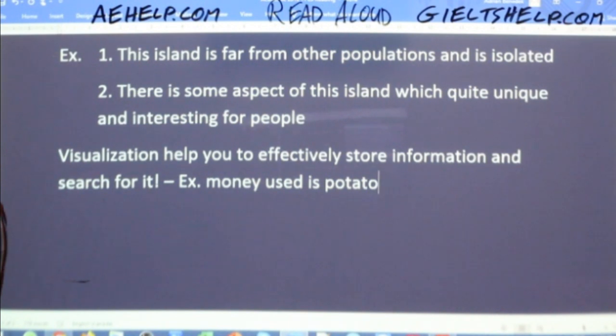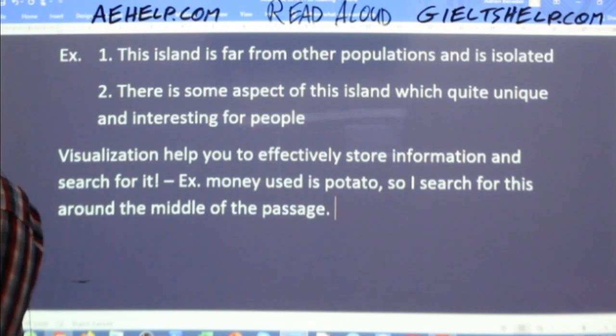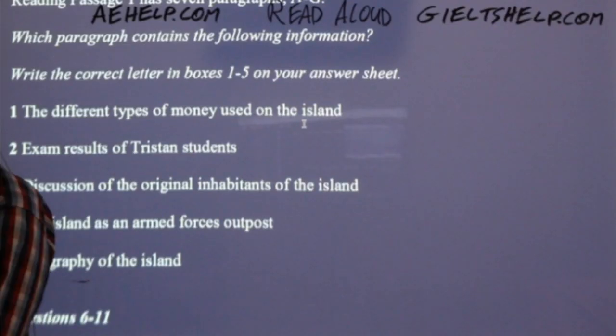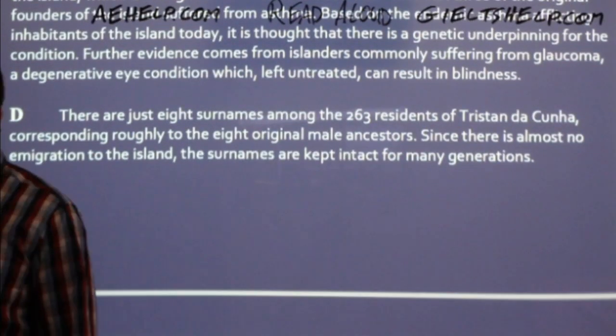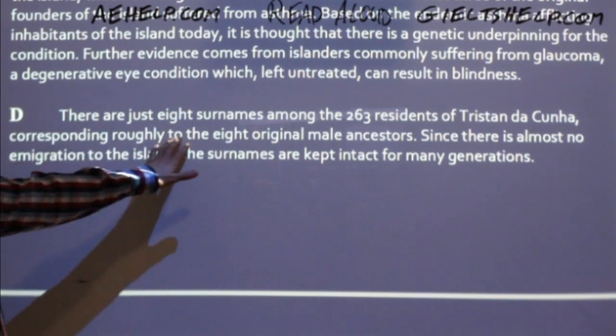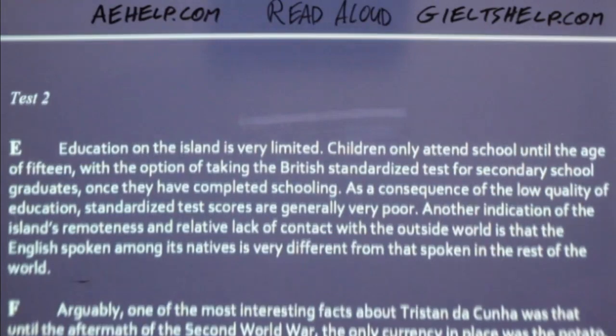So I search for this around the middle of the passage, and watch how quickly you'll find it. Okay. So we go back, and you said maybe D, maybe E. Okay, so here we look at D. There are just 8 surnames. Okay, that's not it, right? We remember that. It's a short paragraph.